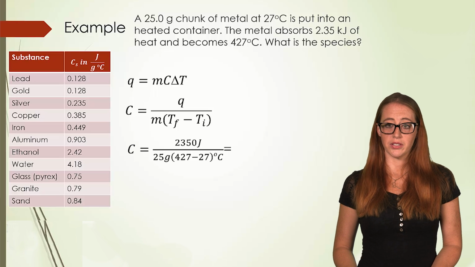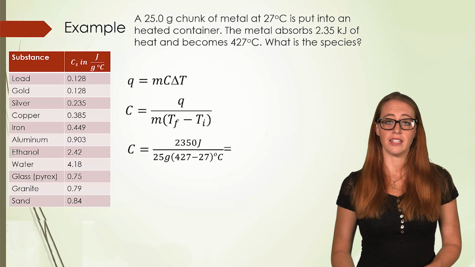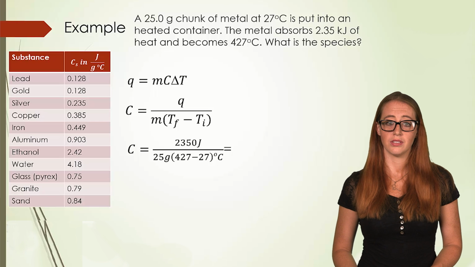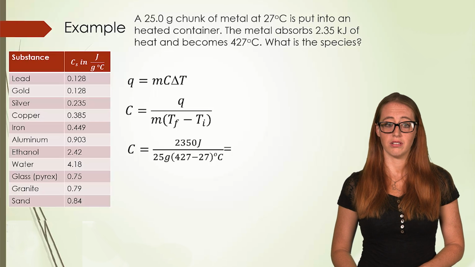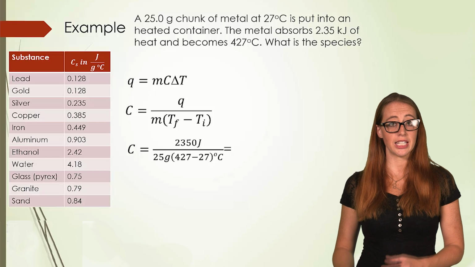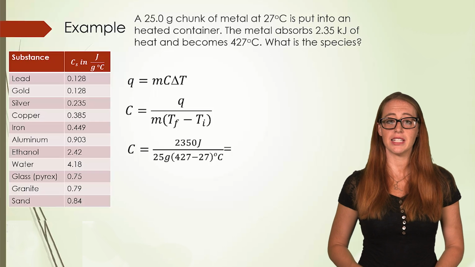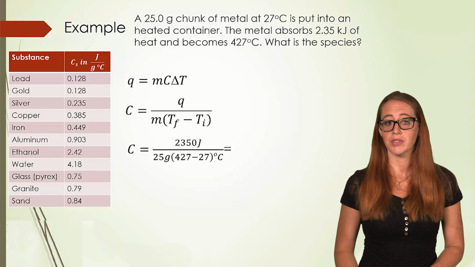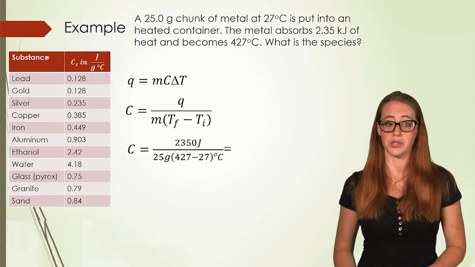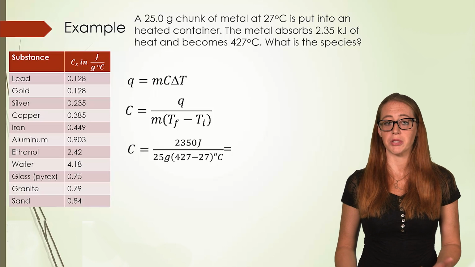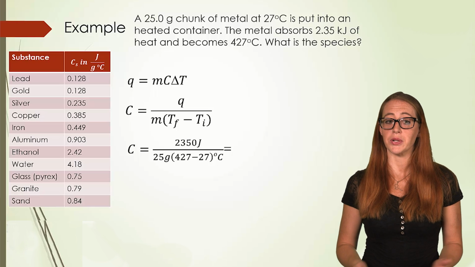So we fill in our values. Notice what I filled in for Q. So compare it to what I put in the question. 2.35 kilojoules in the question. And when I fill it into the equation, I do it in joules. And that's because it's tabulated in joules. Our C is tabulated in joules. And so it seemed proper to put it in the units that we're going to be comparing it to.